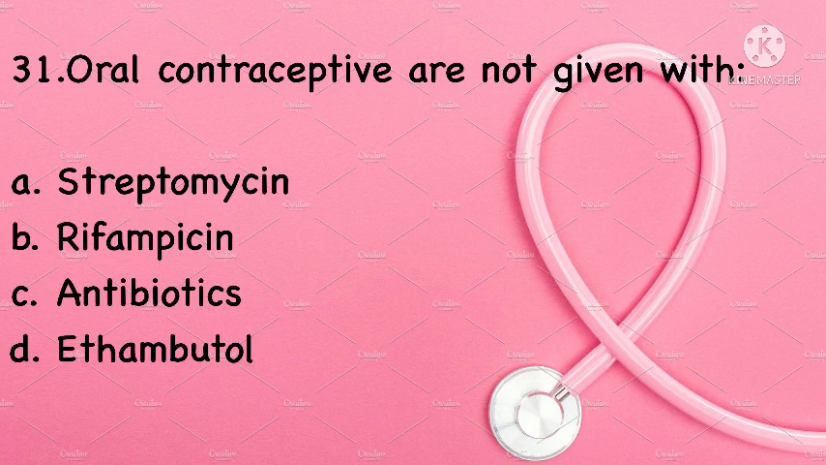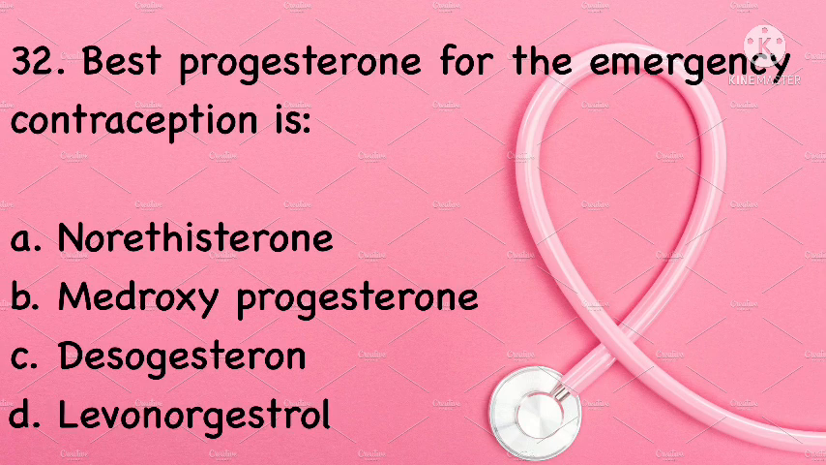Oral contraceptives are not given with: streptomycin, rifampicin, antibiotics, ethambutol. Correct answer is B. Rifampicin. Best progesterone for the emergency contraception is: norethisterone, medroxyprogesterone, desogestrel, levonorgestrel. Correct answer is D. Levonorgestrel.